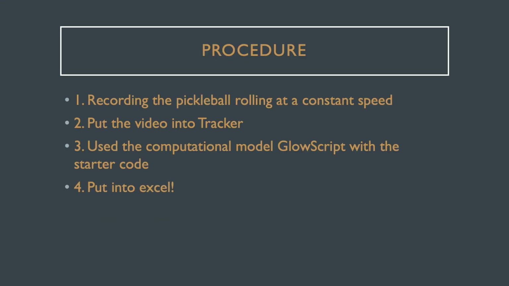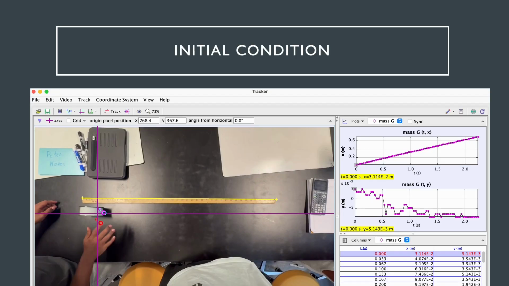So for our procedure, we first recorded our ball rolling at a constant speed, and we put the video onto tracker, and then we created the computational model in GlowScript based off the initial velocity of the object we found in tracker, and then we put this all into Excel to graph and visualize. For our initial condition, we created a reference point using the meter stick as well as the zero point we created in the tracker app.